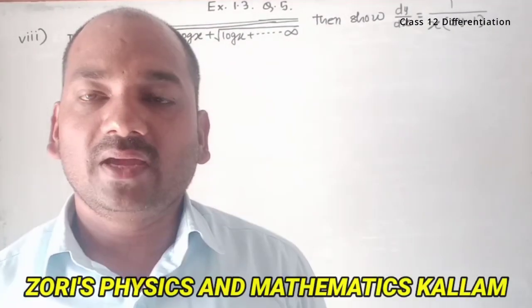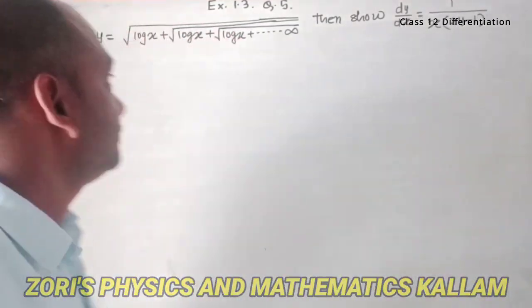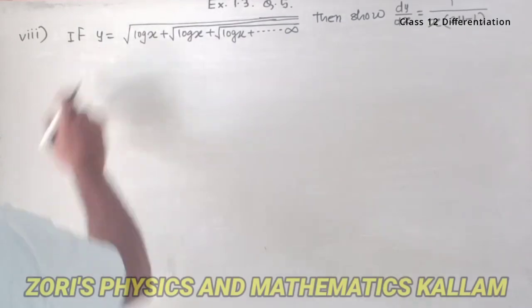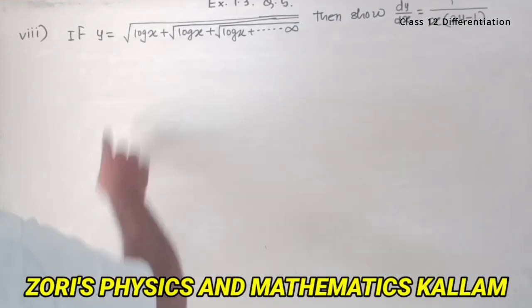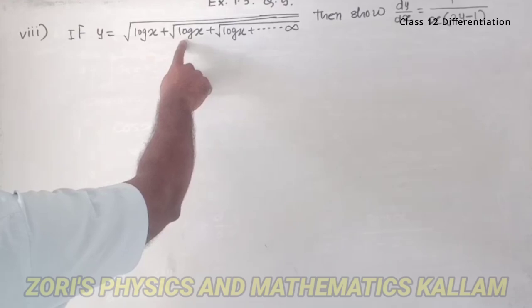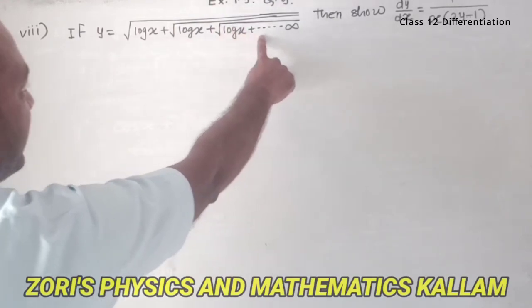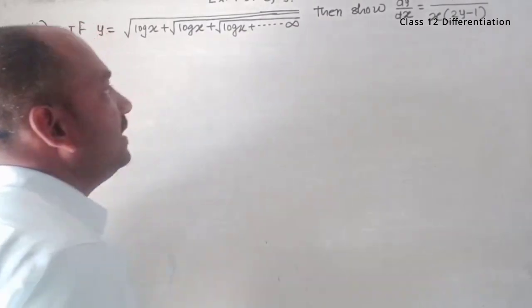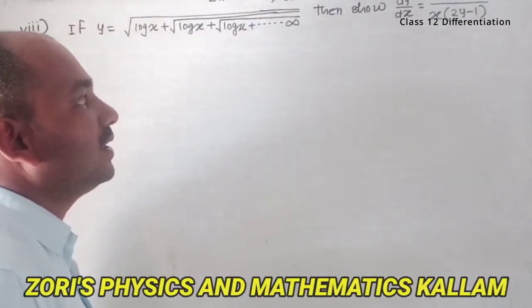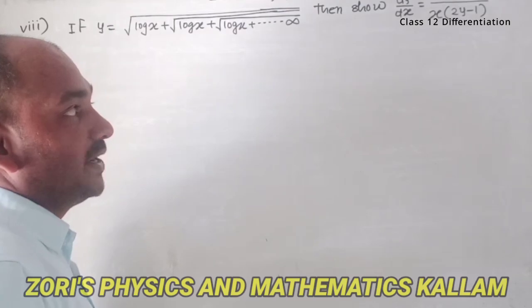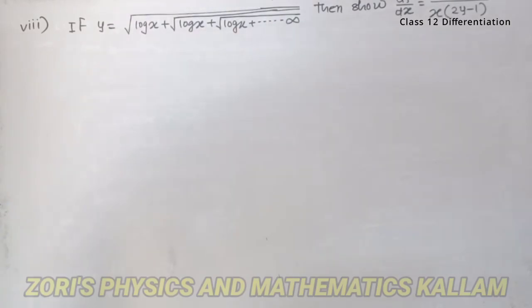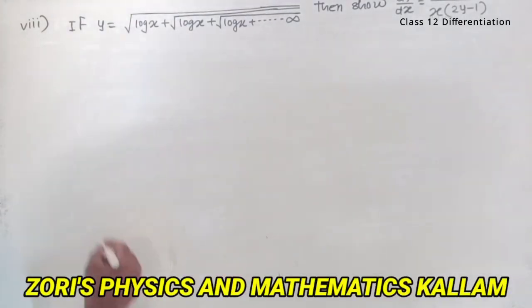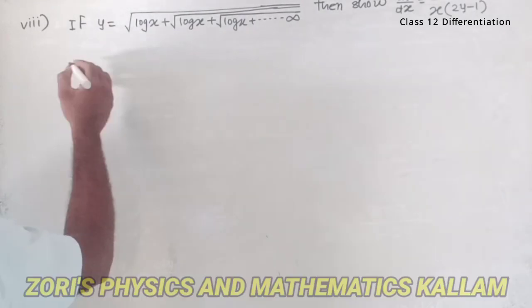Now look at question number 8 here. If y is equal to square root of log x plus square root of log x plus square root of log x plus ... infinity, then show that dy upon dx is equal to 1 upon x in bracket 2y minus 1. So very first, same pattern as the previous question.